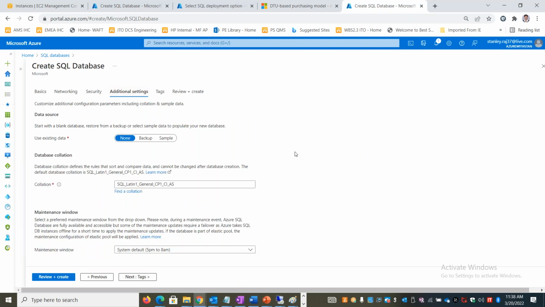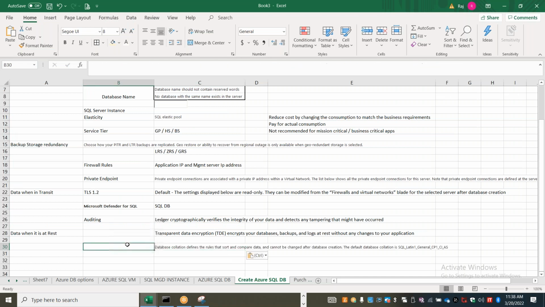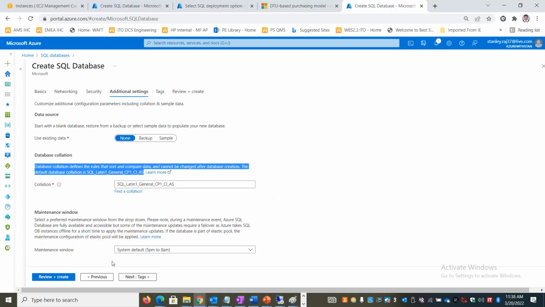Okay, the next thing is the additional settings, where we talk about the data collation. If you want to have a different language instead of Latin, you can go and change to whatever language you want. This depends on your application owner. The application owner has to tell you what collation they need for their application, and you can choose the language.